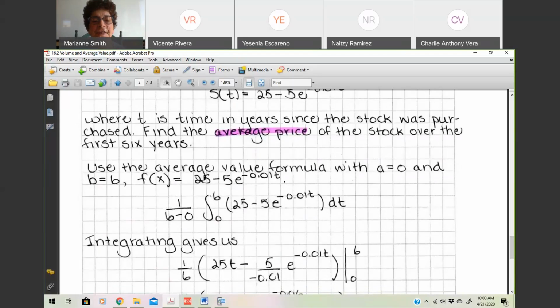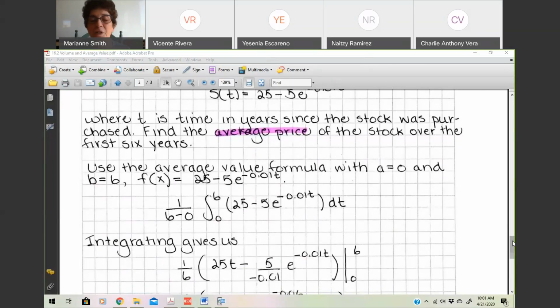1 over b minus a. So that 1/6 just sits outside. It's just a coefficient. It's not going to influence any of the calculus we're doing. Then I have the integral of this exponential times dt. So let's talk about actually integrating.